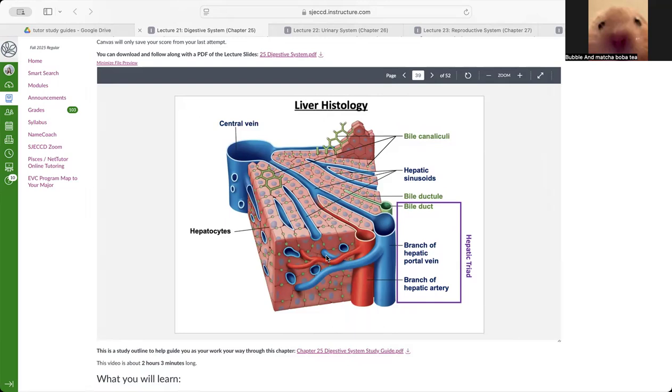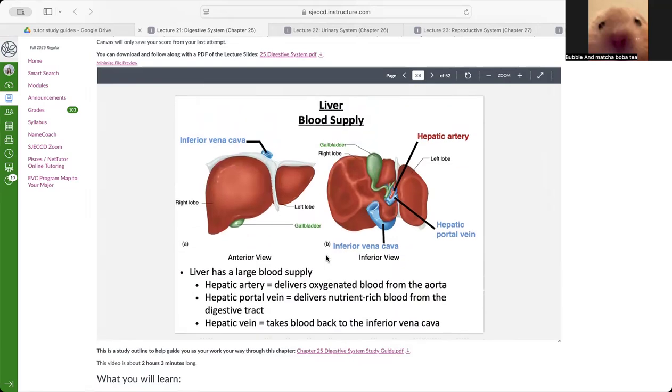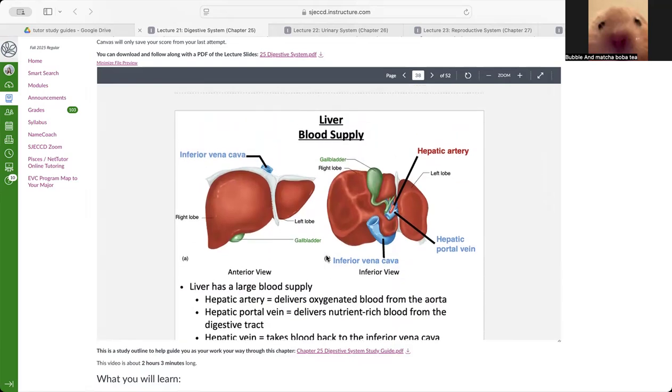The cells of the liver are called hepatocytes. Their functions are endocrine and metabolic, and they make bile.